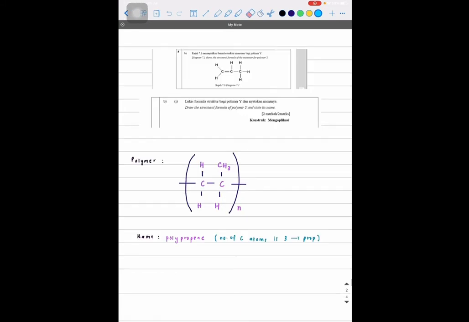The name of this polymer is polypropene because this is an alkene and it has 3 carbons, so that's why the name of this is propene. If it's a polymer, then we need to add poly. To name it, we need to add poly in front of the propene. So the name of this polymer is polypropene.